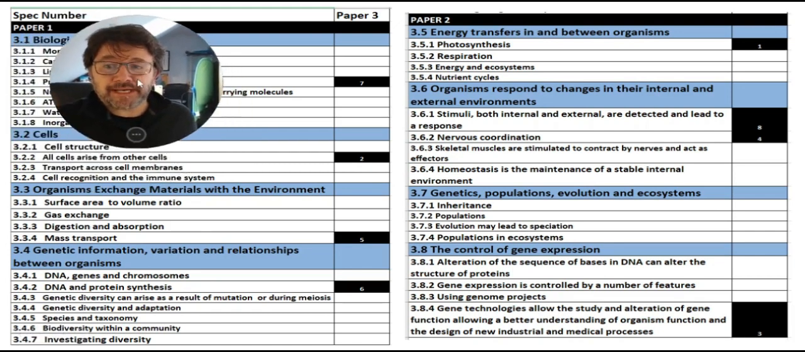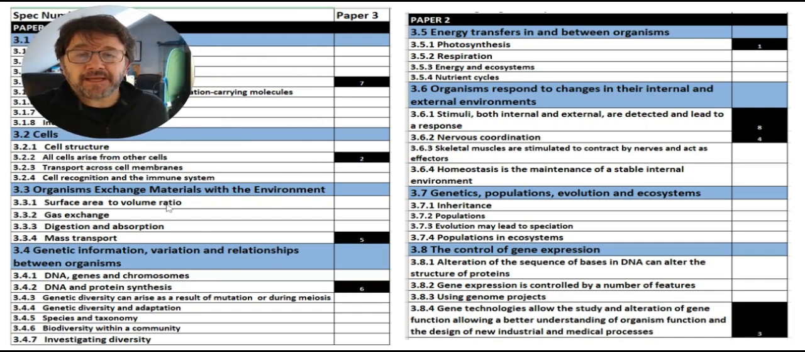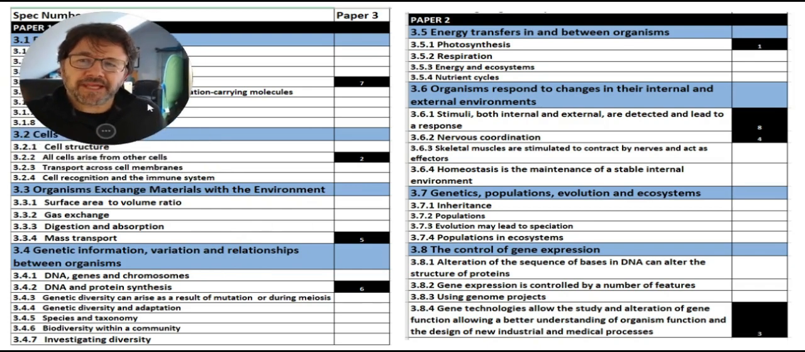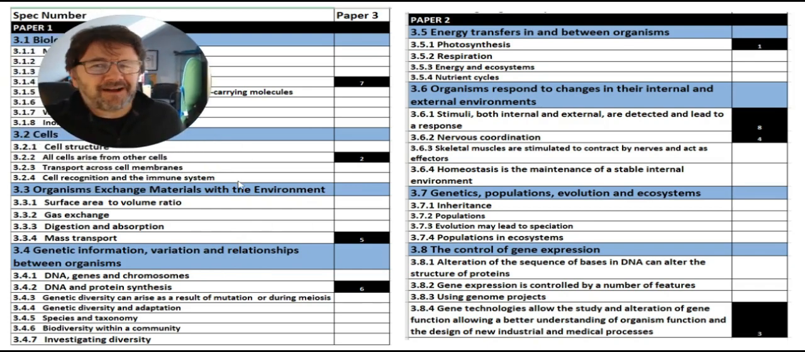Now, paper 3, by the time you get to paper 3, it's not really on content. It's more on your ability to answer the exams. So exam technique is going to be really important. But there were some big questions on photosynthesis in paper 3. All cells arise from other cells. So DNA, protein synthesis, mass transport. So I think paper 3 is really hard to predict. I think it's more an exam technique.